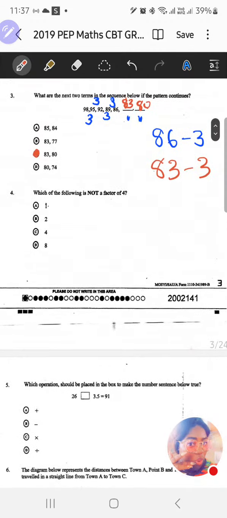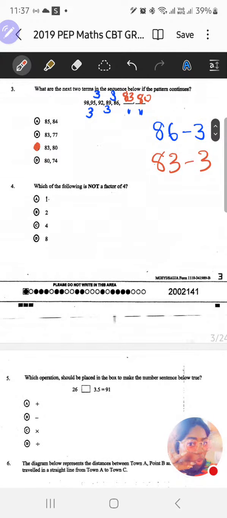Let's move on to number 4. Okay, so number 4 reads, which of the following is not a factor of 4? And if we know what factors are, we know that these are numbers that we multiply to get a product, right? So if 4 is the product, what numbers could we multiply to get 4? Let's look at the options that we're given. So A is 1. Could we multiply 1 by a number to get 4? Of course. 1 times 4 is equal to 4. That means 1 is a factor of 4.